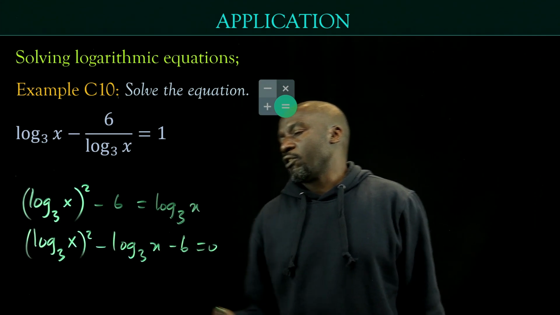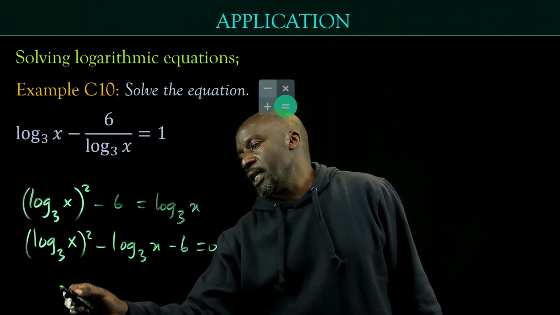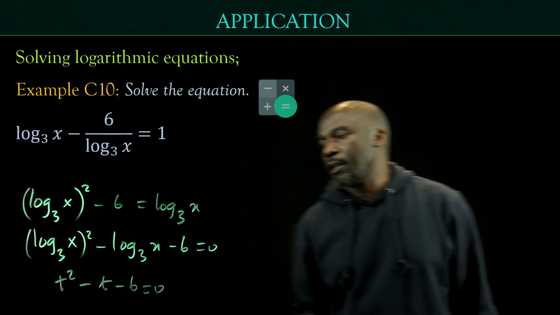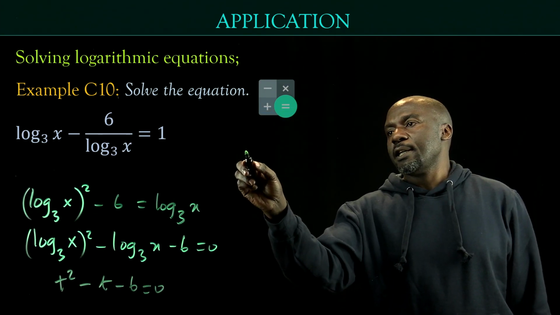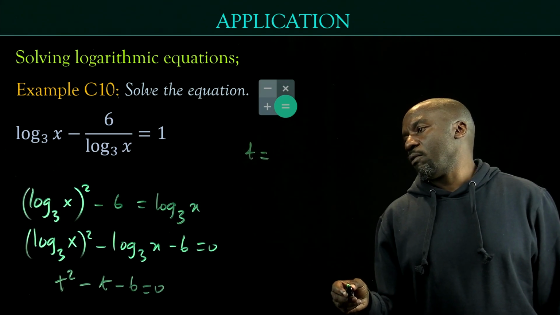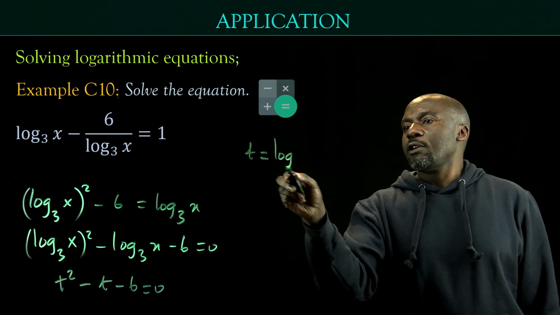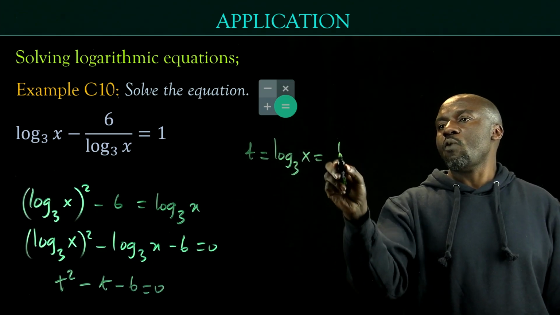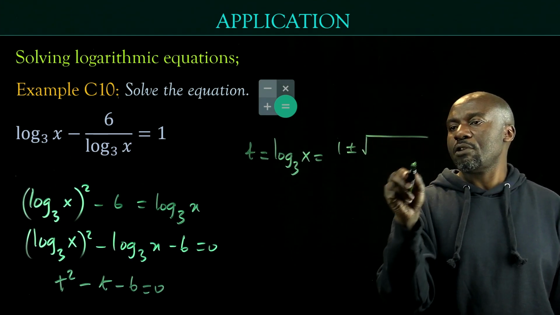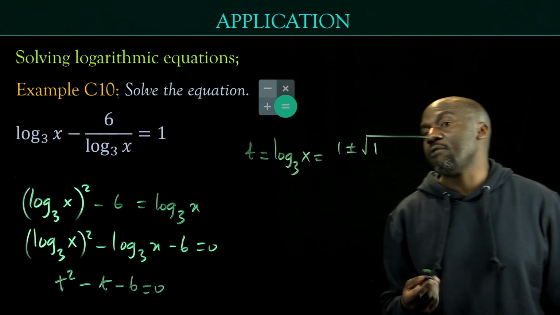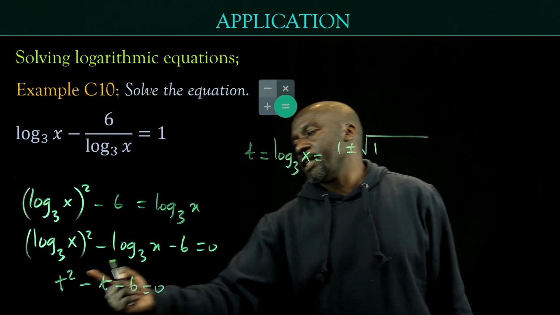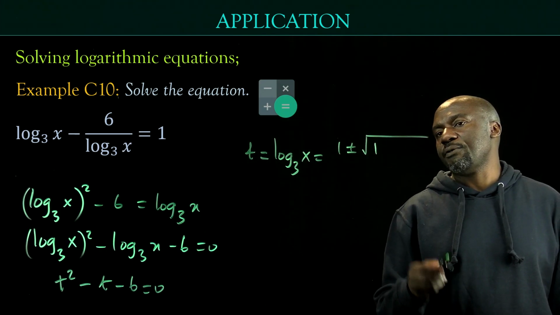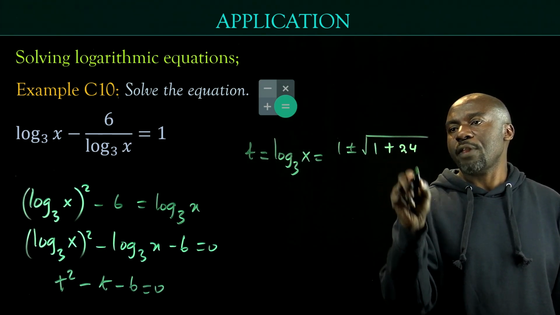Once again, log base 3 of x can be considered as some t, so t squared minus t minus 6 equals 0. So I can say that t, which is log base 3 of x, must be minus b, which is 1, plus or minus the square root of b squared, negative 1 squared, which is 1, minus 4ac, so 4 times 1 times negative 6 is negative 24, so it's going to be plus 24 there.